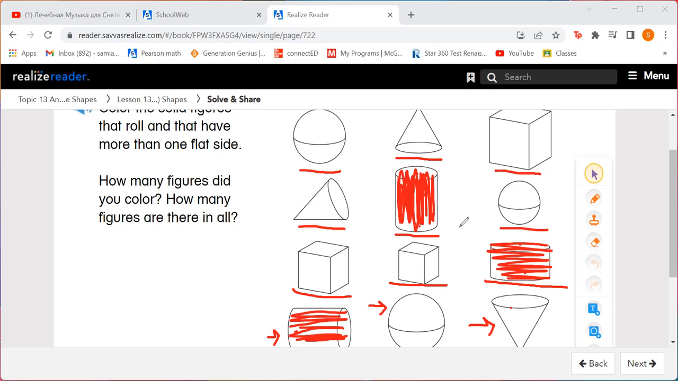So how many figures did we color? 3. How many figures are there in all? We can count them and figure that out. 1, 2, 3, 4, 5, 6, 7, 8, 9, 10, 11, 12. All right, let's go to the next page.